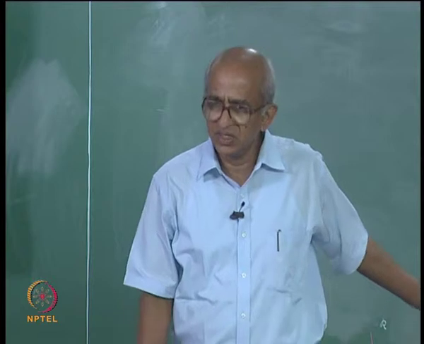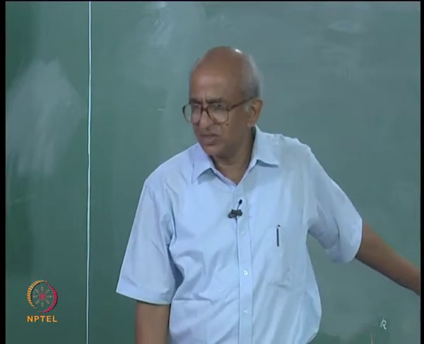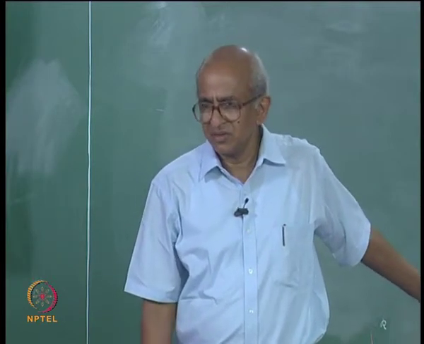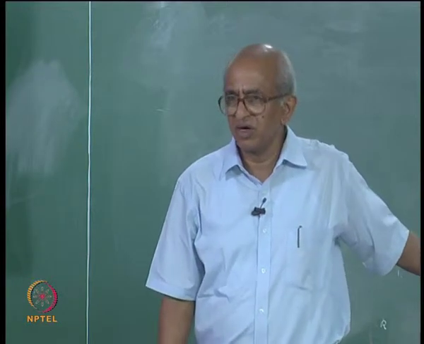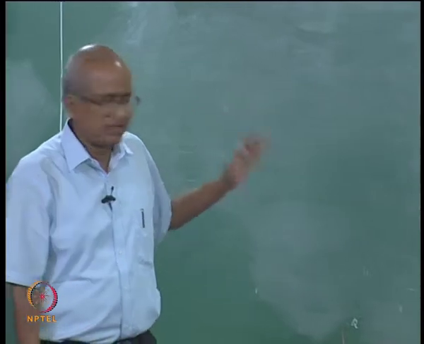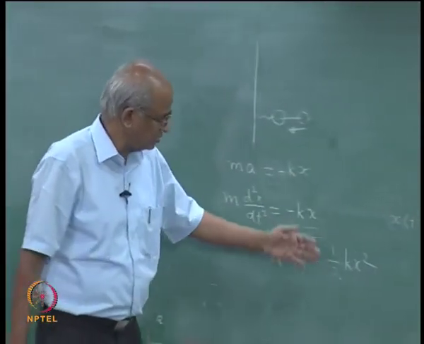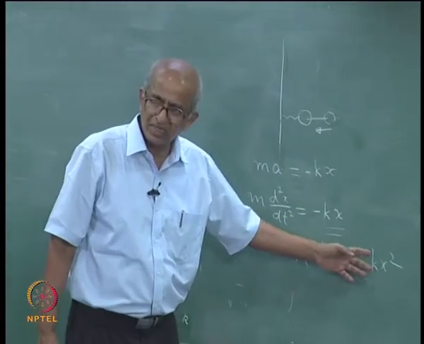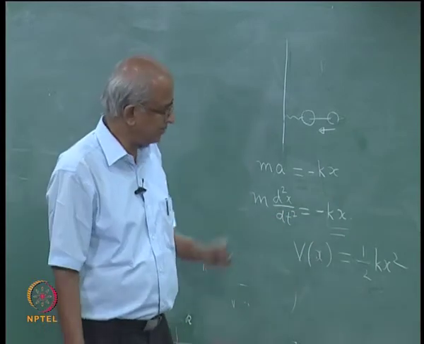That is the meaning of saying that the potential energy of the system is quadratic in x. So, therefore, you have V of x equal to half k x square. This also can be derived, but I am not going to do it. Starting from this force, it is easy to show that this must be the expression for the potential energy.